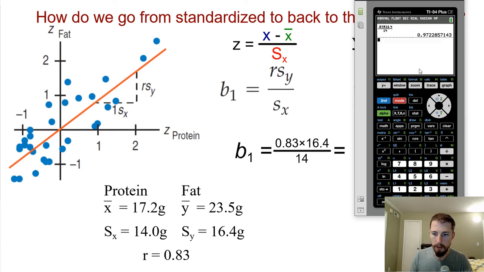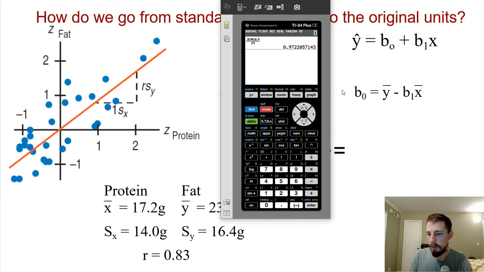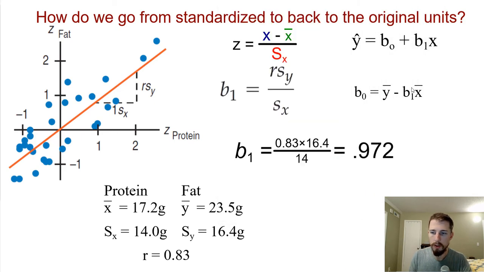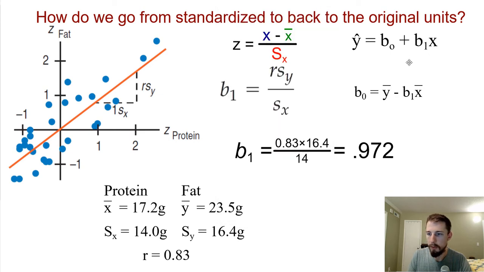And then to get the y-intercept, all we have to do is change around our formula. So we have for our model, the y hat, which is our predicted amount of fat content, is equal to the y-intercept plus our slope times x. Well, we already know our slope because that's going to be this value right here. So what we're going to end up doing is manipulating this by subtracting the slope times our x term on both sides, leaving us with b naught is equal to y-bar minus b1 times x-bar.